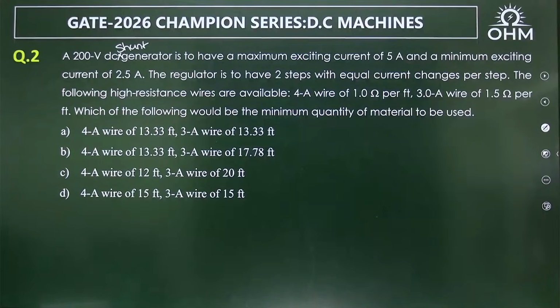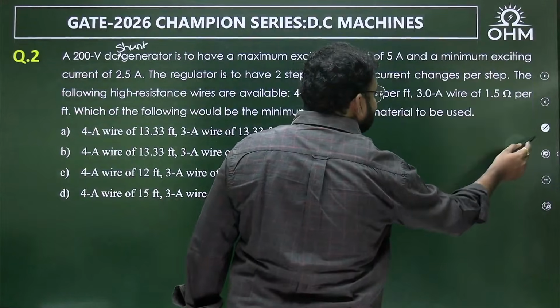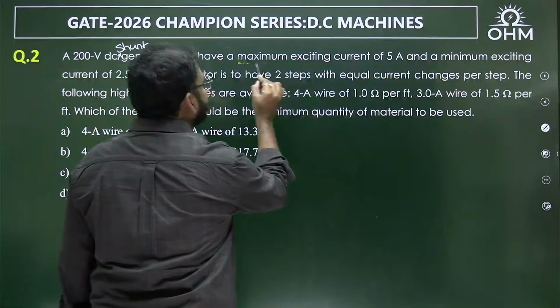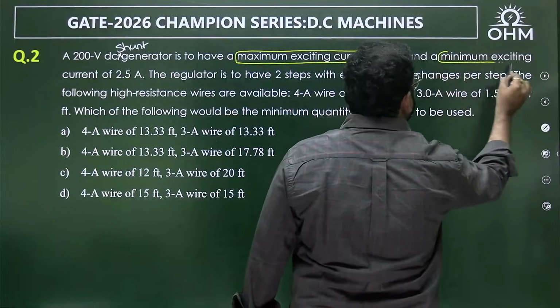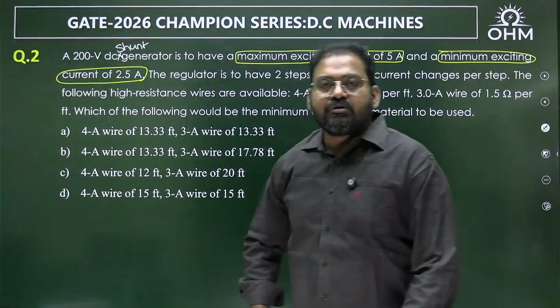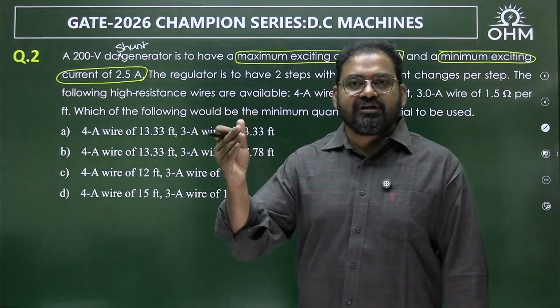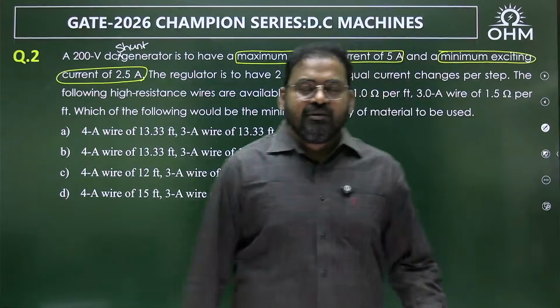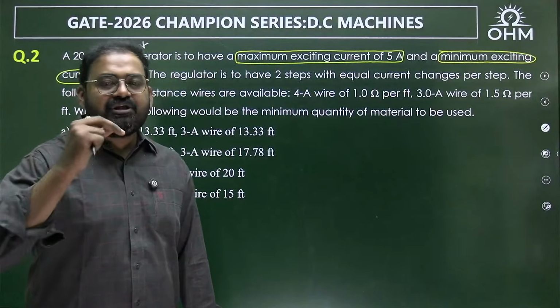So how to answer this problem? First of all, it's a shunt generator, and it has maximum excitation current. Excitation current means field current only. What is the maximum field current? 5 ampere and minimum excitation current of 2.5 ampere. We all know in a shunt generator, field current is equal to terminal voltage divided by field resistance. But here, two field currents are available. One is maximum field current, another one is minimum field current.